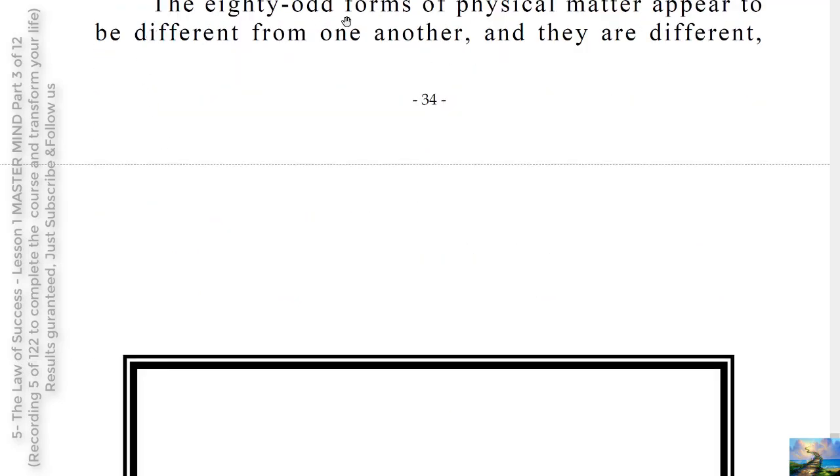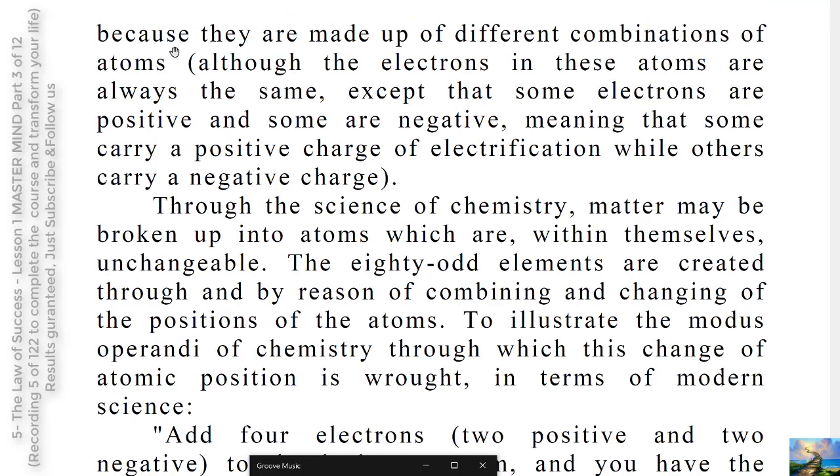The 80-odd forms of physical matter appear to be different from one another, and they are different, because they are made up of different combinations of atoms, although the electrons in these atoms are always the same, except that some electrons are positive and some are negative, meaning that some carry a positive charge of electrification while others carry a negative charge.